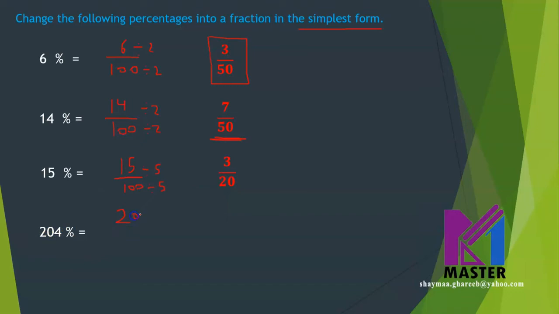204 over 100 as a fraction. Then I will simplify it. So now let's do it in many steps. I can divide by 4 up and down. If I divide it by 4, I can start dividing by 2, then by 2 one more time, but I will divide by 4 to make it shorter. So 204 divided by 4 equals 51, and 100 divided by 4 equals 25. So it will be 51 over 25 in the simplest form.